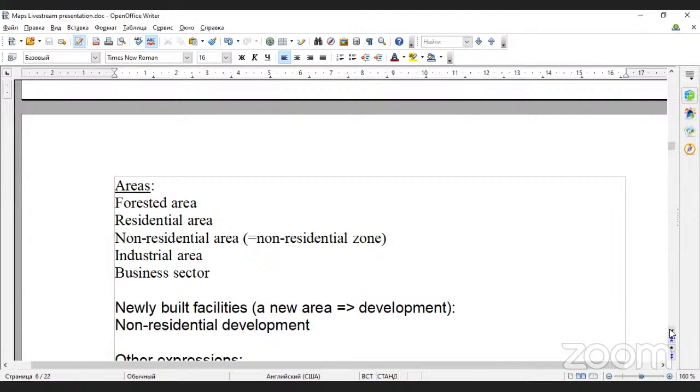And when you're describing the second map, which shows the changes, then you can also say, well, it used to be a residential area, but it became a new industrial development. So when there's a new area, you can also call it development. So area, sector, zone, or development, like a non-residential development.